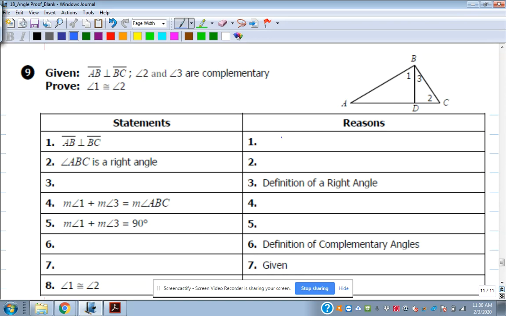So number 1 is obviously given. We all know that. And then where are we getting ABC as a right angle? Yeah, definition of perpendicular. And I'm going to use the abbreviation for perpendicular there instead of writing it out. And then 3 says definition of a right angle is the reason. Yeah, the measure of angle ABC equals 90 degrees.